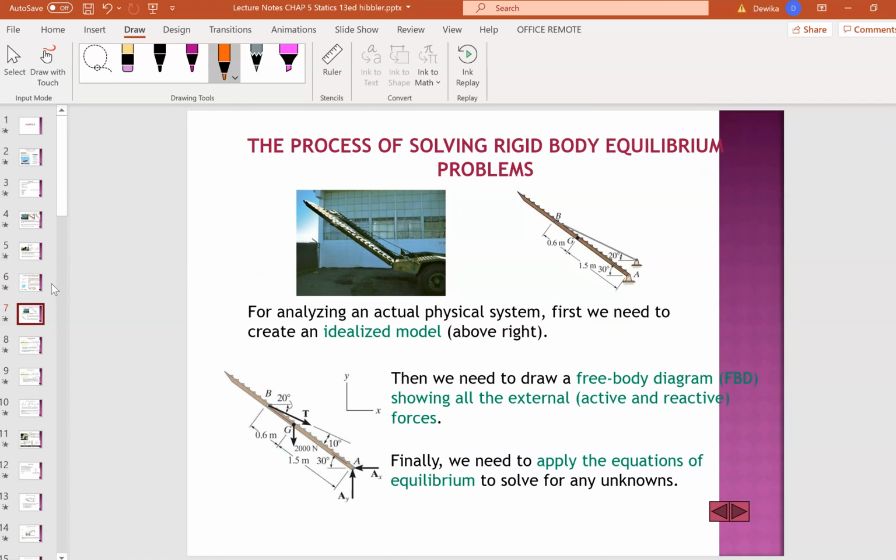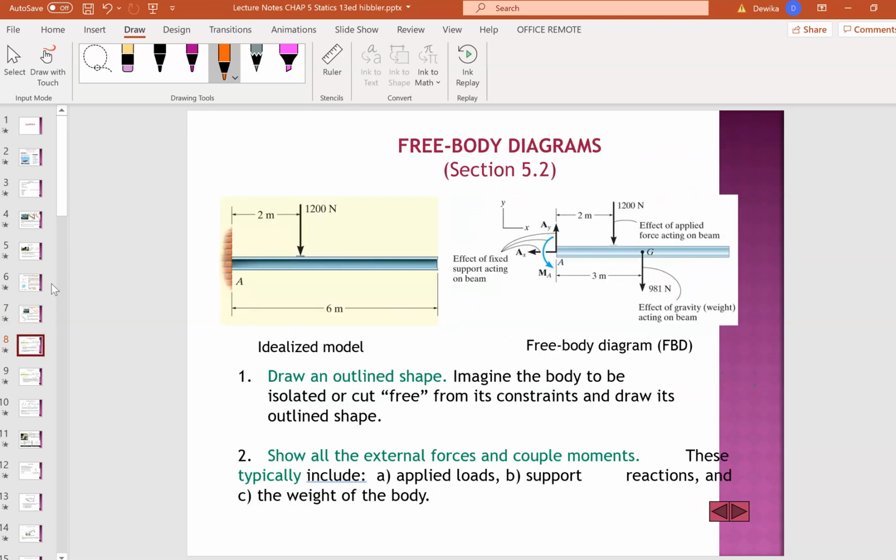So this is the process involving the free body diagram. You have your idealized model and then you draw your free body diagram. In your exam or in this chapter, the most important is actually the free body diagram. I don't give marks for the idealized model. There's something for you to know. I only look at the free body diagram. Can you see this beam here? This is the free body diagram.